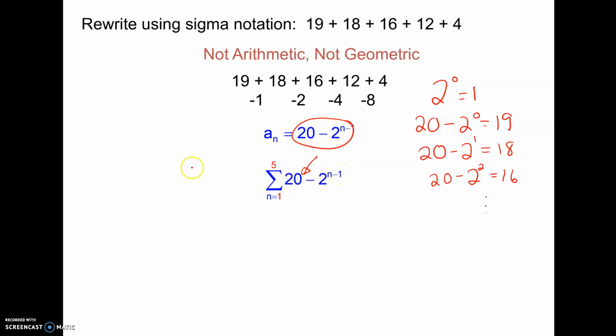Now, another way you could write it is I could have easily just started at 0 and ended at 4. And I could have written it like this. And I would still end up producing the same sequence. Okay, here's another one.